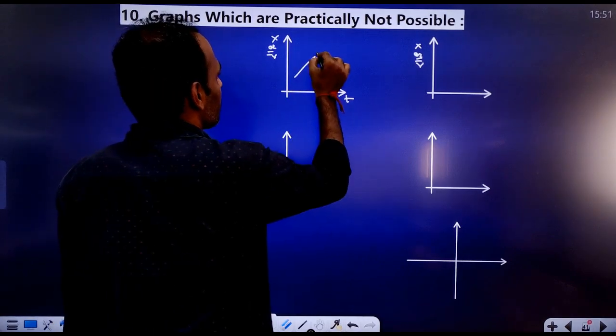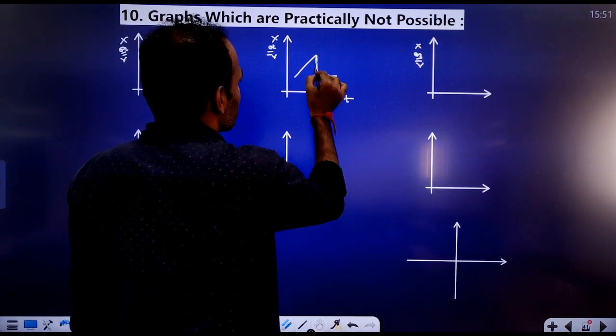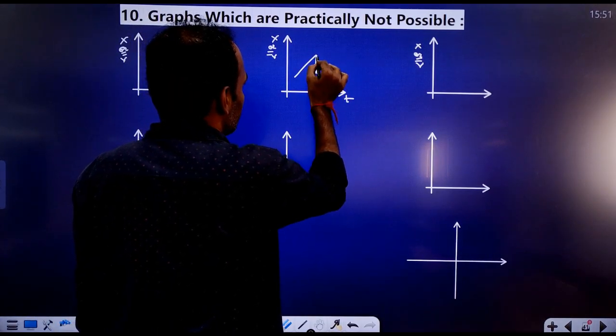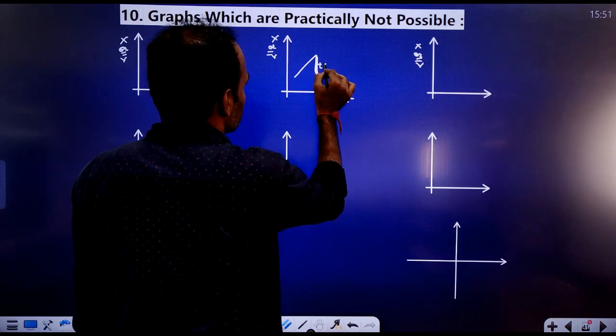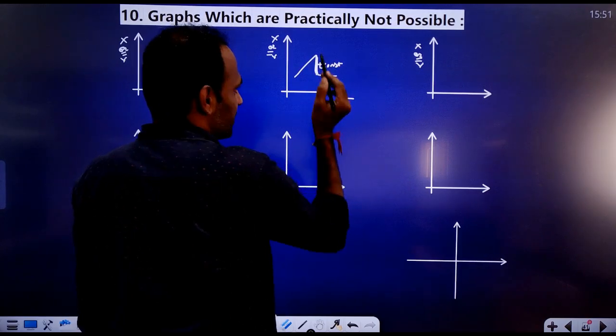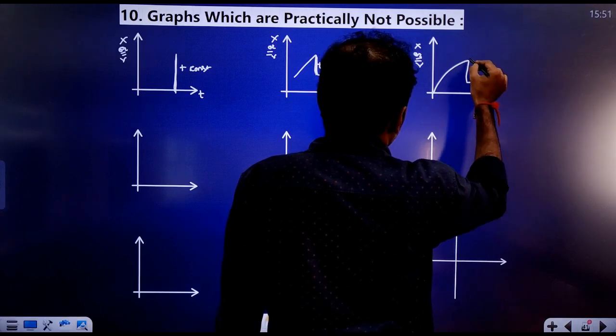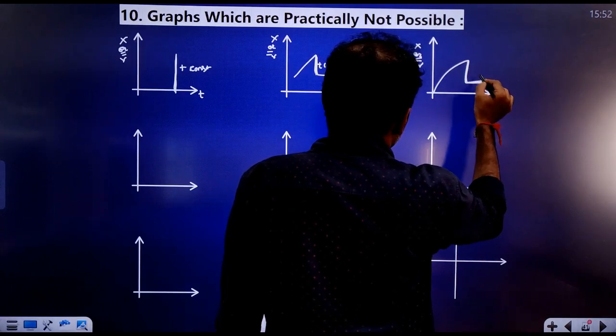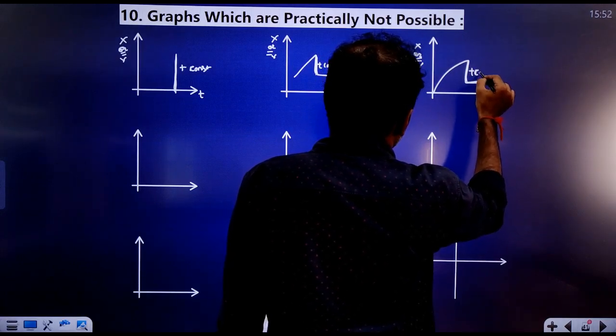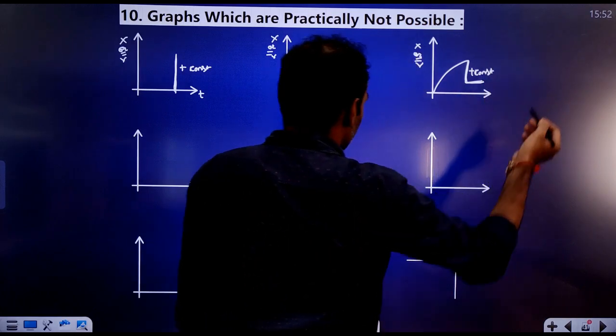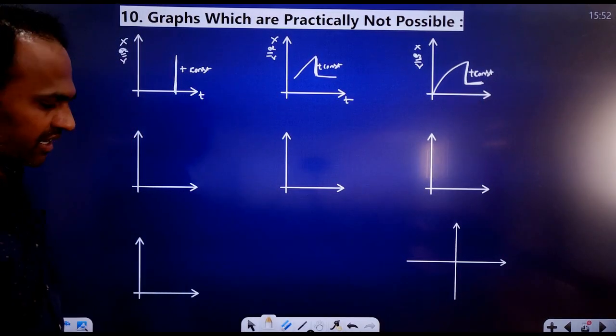See, if we have this kind of graph, this line indicates that time is constant. So time constant is practically not possible. Even in this graph here also, this line indicates the time is constant, which is also not possible. That also is not practically possible for us.